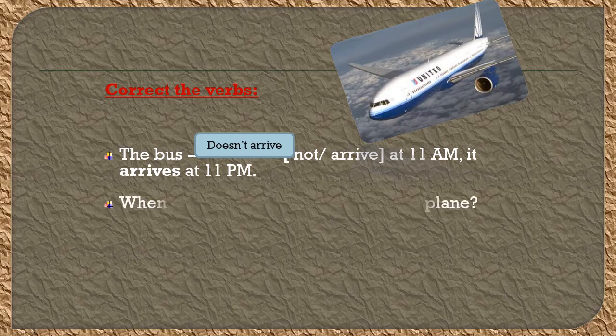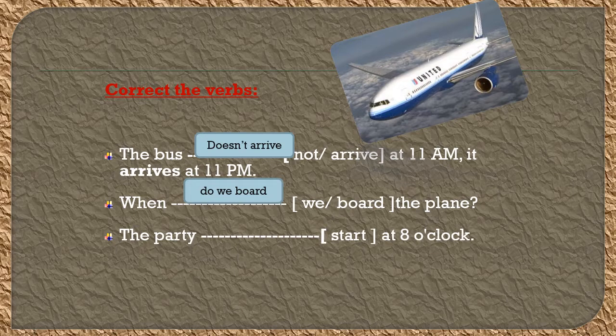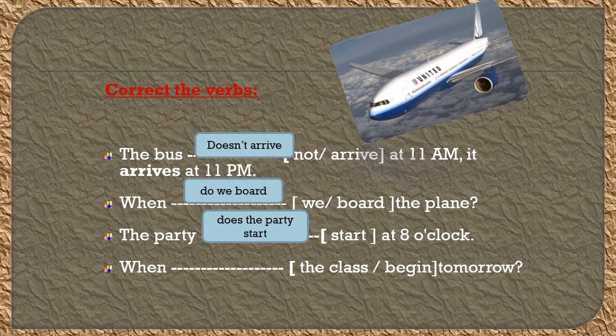Interrogative. How can we form a question? When do we board the plane? The party starts at 8 o'clock. How can you correct start here? The party starts. Or if it is a question, does the party start? When does the class begin tomorrow?